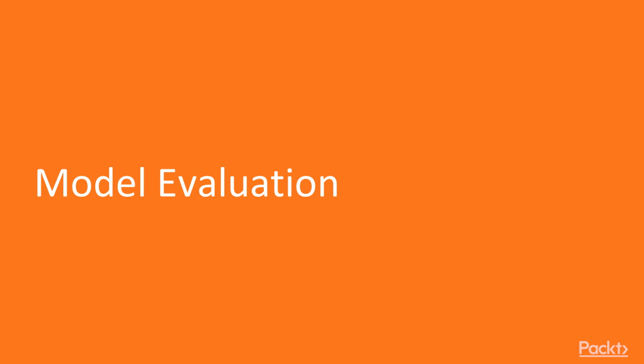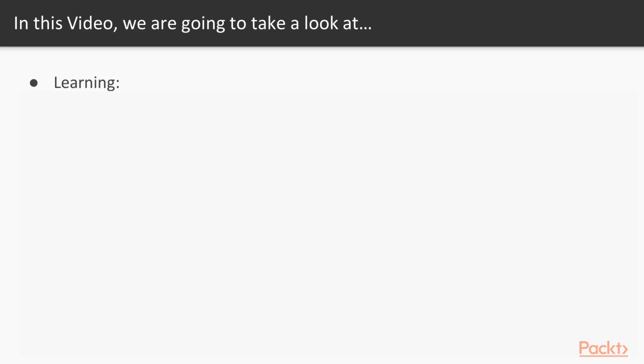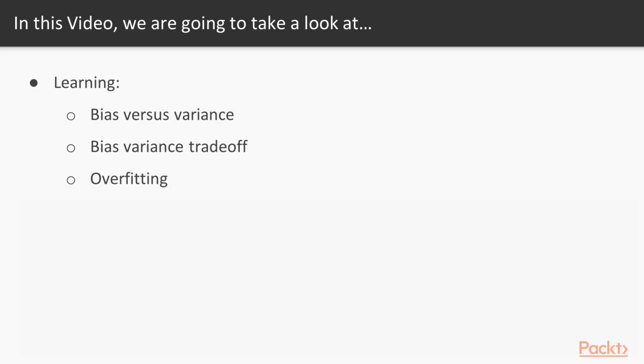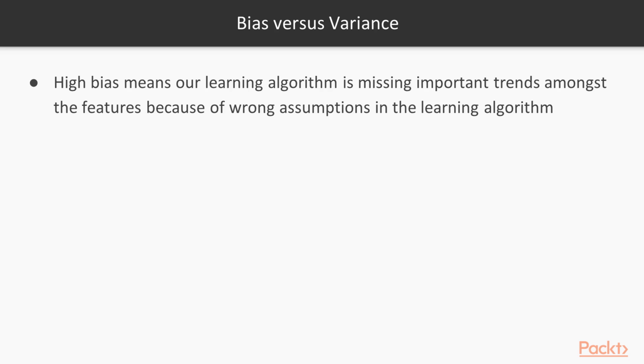In this video on model evaluation, we will look at what is bias and variance, what is the bias-variance trade-off, and we will also look at something called overfitting and then define a set called the validation set which can be used during parameter tuning. An algorithm is said to have a high bias when it is missing out on important features because of wrong assumptions in the learning algorithm.